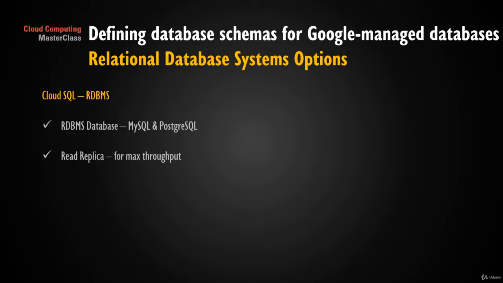That will give you a really good amount of throughput, because Cloud SQL is not a horizontally scalable database. It is vertically scalable, but if you reach a certain level, you will not be able to scale it out. The only option is to apply different techniques to optimize your throughput, and read replica is one of those.